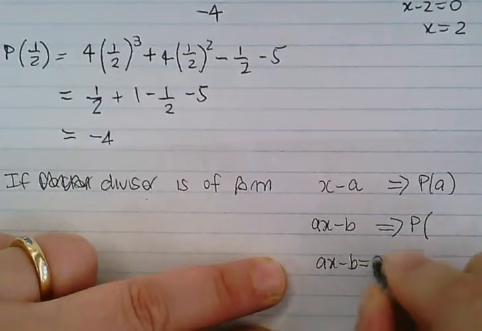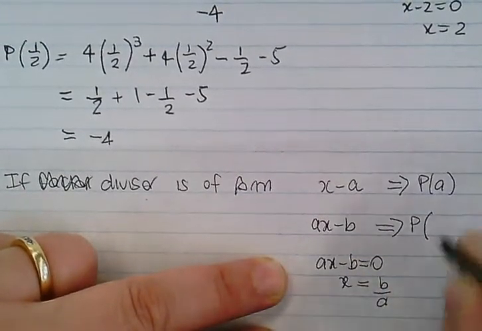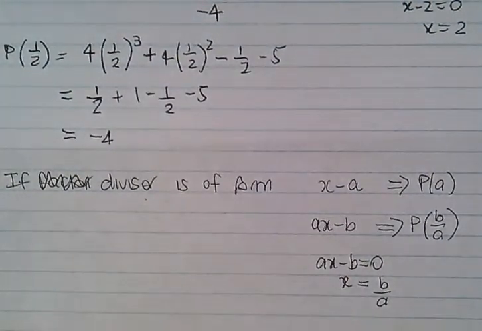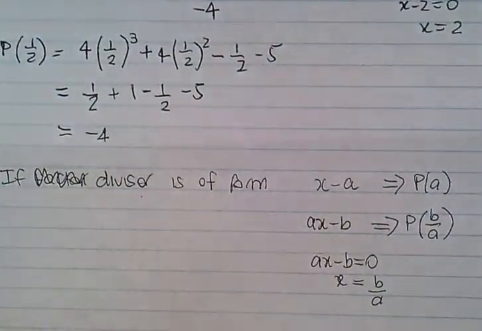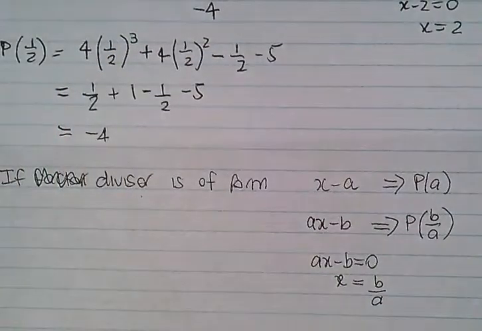Watch. ax minus b is 0, x is b on a. So what do I do? p of b on a. If you've, like we had in the example above, 2x minus 1, just put it equal to 0, work out what x is, and then that's what you substitute, okay?